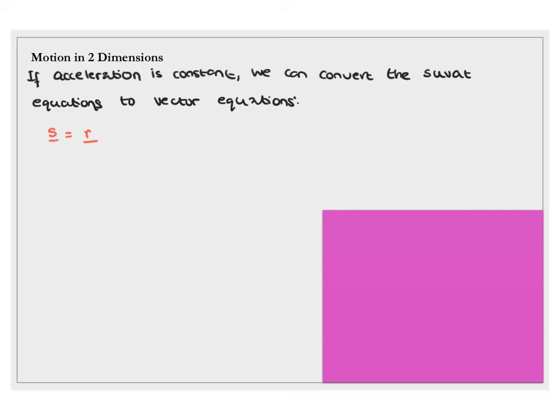So first of all, we know we have s equals ut plus a half at squared. That becomes r equals ut plus a half at squared. So notice that displacement, velocity and acceleration have all been expressed in the form of vectors.